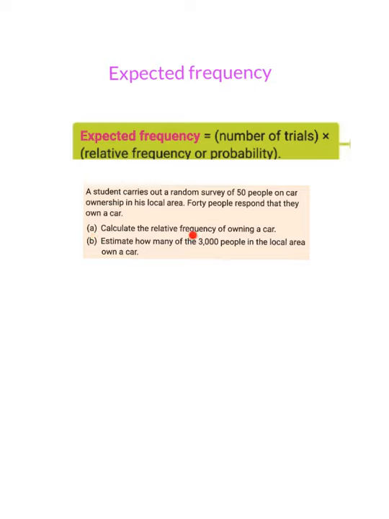So the relative frequency is the frequency of people owning a car, which is 40, out of the total number of trials, which would be 50. So in this case, A would be 40 out of 50. Remember, with a fraction, we always break it down to its simplest form. So 40 out of 50 breaks down to 4 over 5 or 0.8. Okay, so then part B.